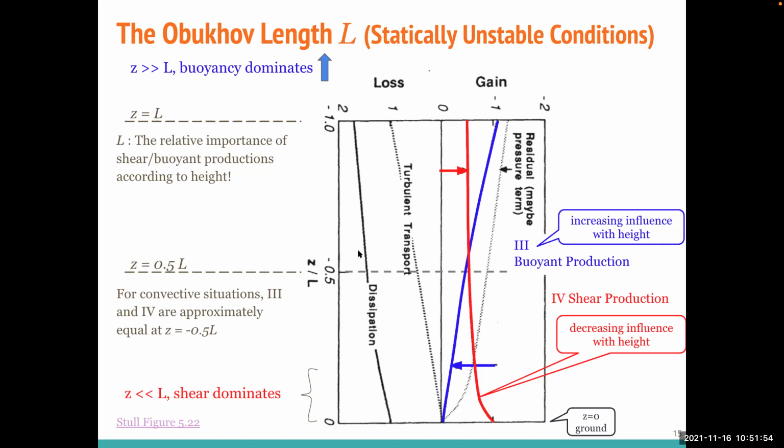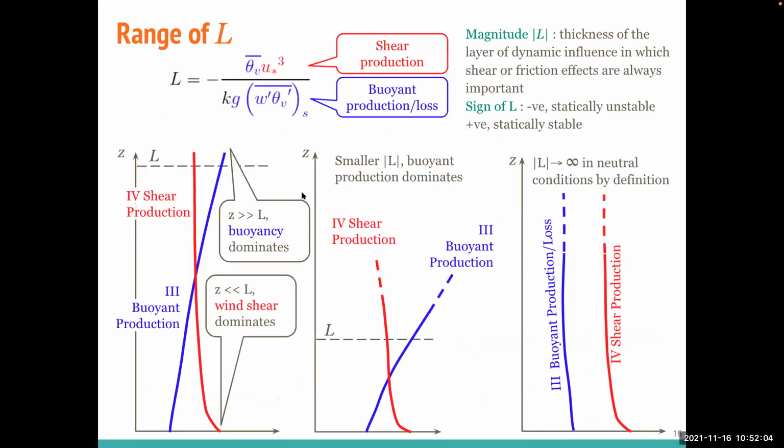So if you change the value of L in theory, you can have different situations. For example, if you have a smaller L here, this profile would be compressed, right? Your buoyant production probably dominates almost the whole PBL, and here you might have some part which is shear dominated, right?